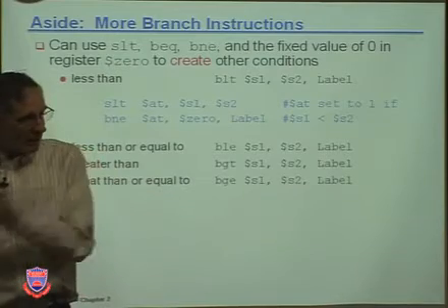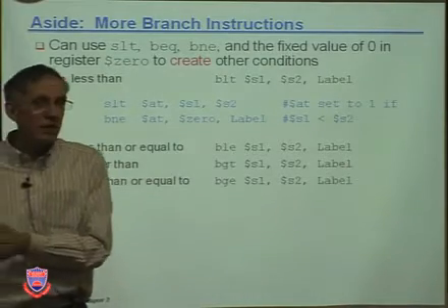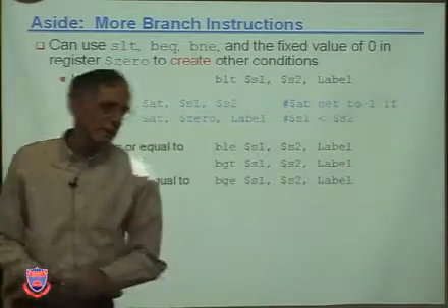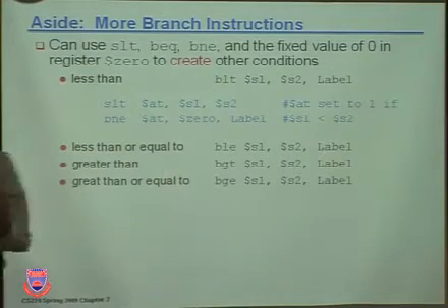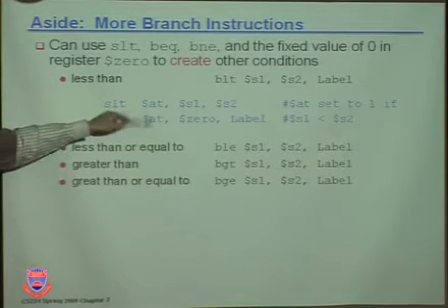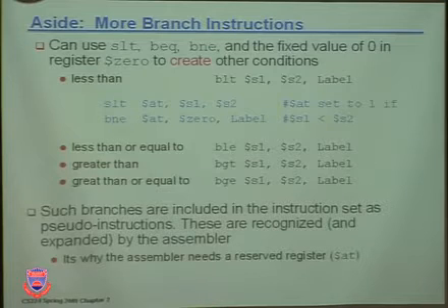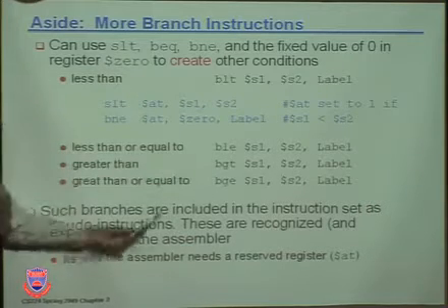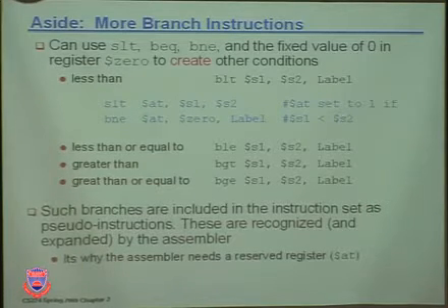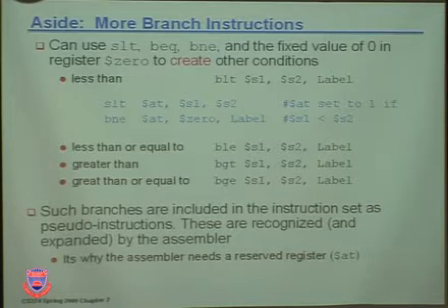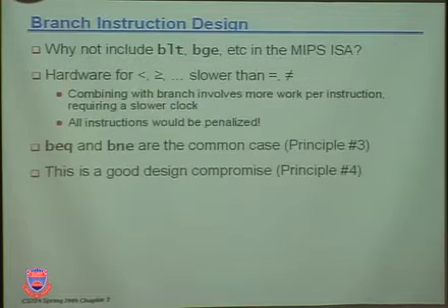But I think you can obey that as long as you can trust the assembler is not going to suddenly be changing values in your registers. Okay? So that's the idea of reserving registers. So the AT is a good choice here for the assembler to be able to use. Now, such branches like these are included in the instruction set as pseudo instructions. They're recognized and expanded by the assembler. They're not really real, and of course they're the reason that the assembler needs to have a reserved register.